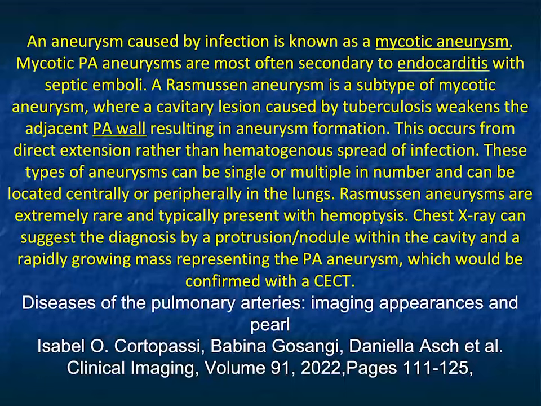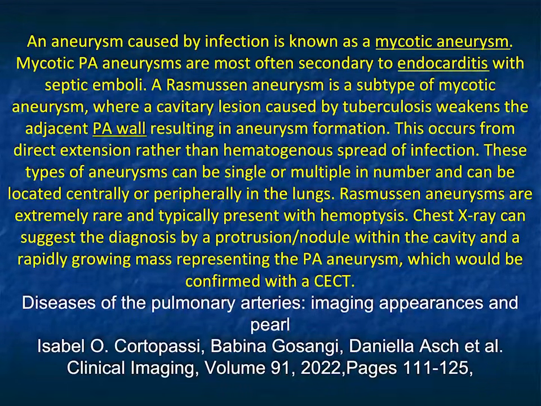Now, we do also see at times in many vessels, but including the pulmonary arteries, the possibility of mycotic aneurysms. We talk about mycotic aneurysms often secondary to endocarditis with septic emboli. A Rasmussen aneurysm is one of the things to think about. It's a subtype of mycotic aneurysms where a cavitary lesion caused by TB weakens the adjacent pulmonary artery wall, resulting in this aneurysm. So again, becomes very, very important.